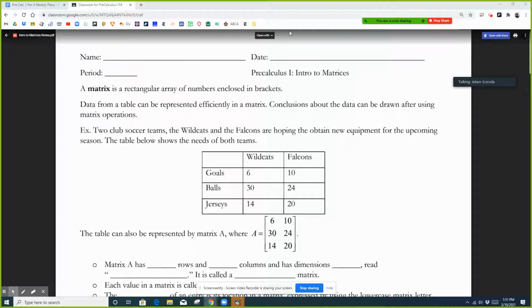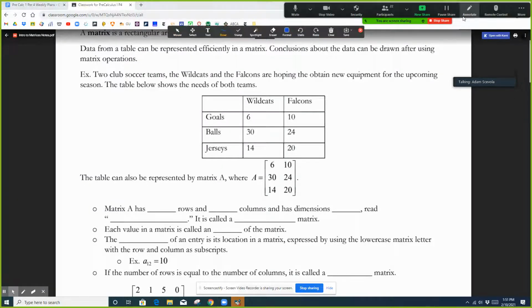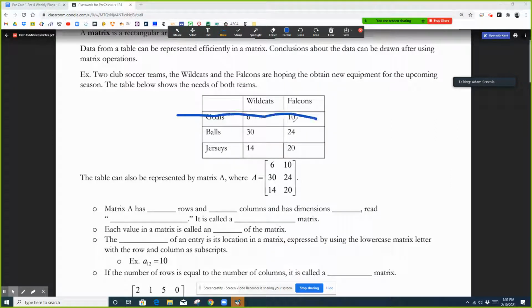Column 1, columns go up and down. So I think of like a column in architecture, like going up and down, like holding something up. That would represent Wildcats. The second would be Falcons. So first, some vocab. So matrix A has blank rows and blank columns. So rows, like I said, go left and right. So that'd be row 1, row 2, row 3. So matrix A has 3 rows. Columns go up and down. So there are 2 columns, right? And we only count the ones with the numbers in them.